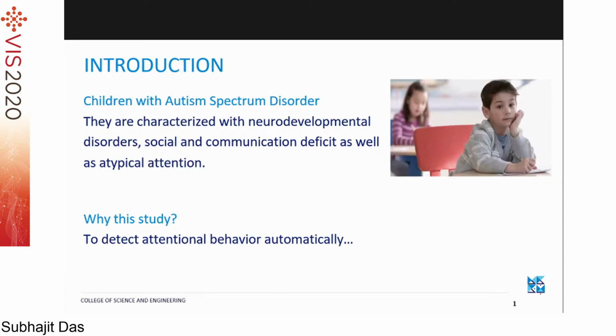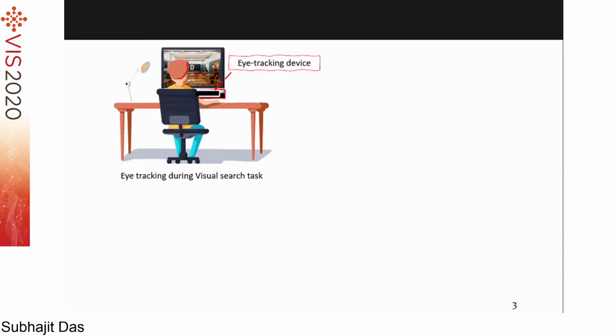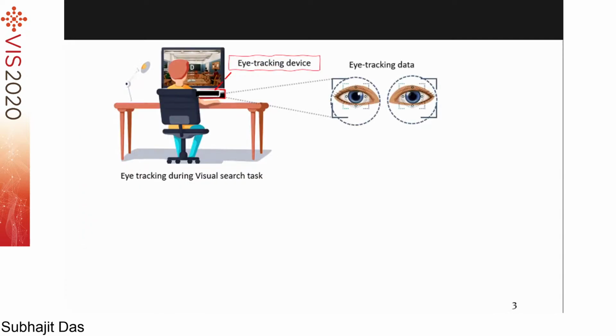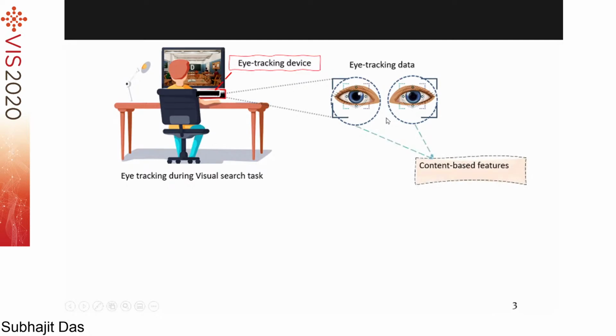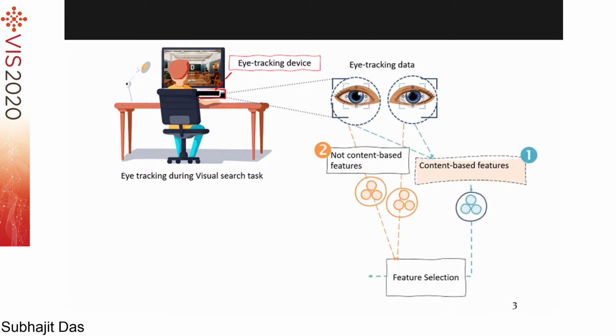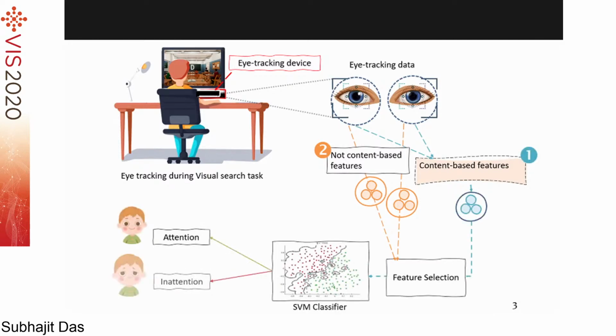I've introduced who children with autism are. This is just the process that we performed when we were carrying out the experiment. We have the participants standing in front of the attention task, and we have our eye tracking to detect their eye movements while they are taking their attention task. We look at the content-based and the non-content-based, whereby we did some feature selection as well, where we fit it into SVM to predict attention and inattention.